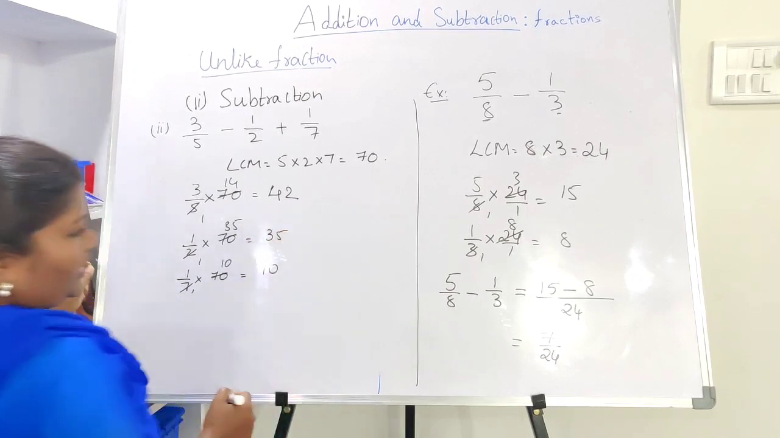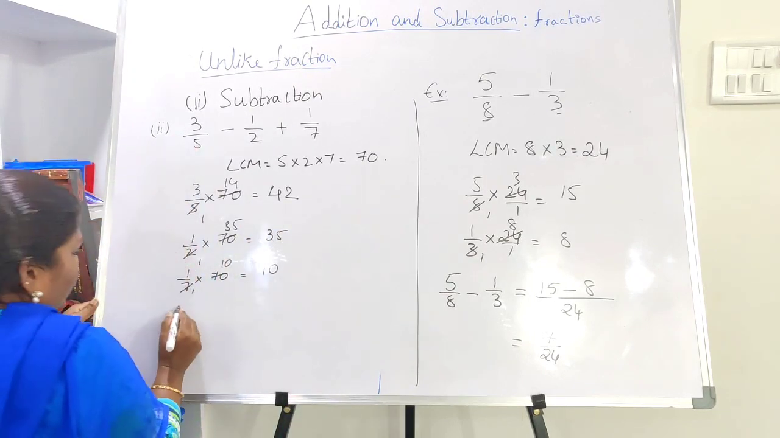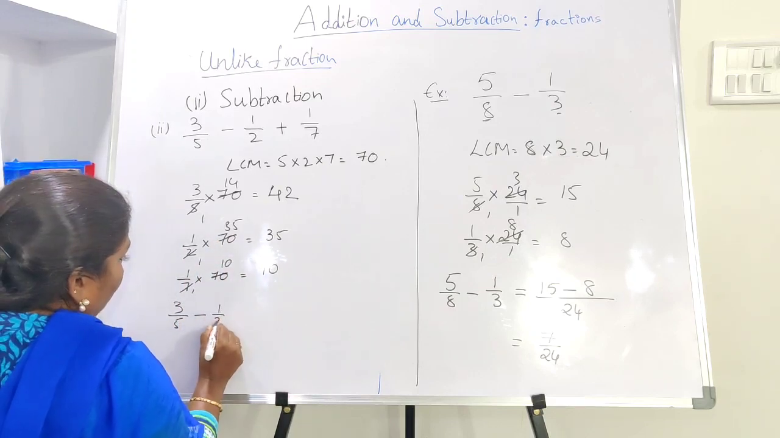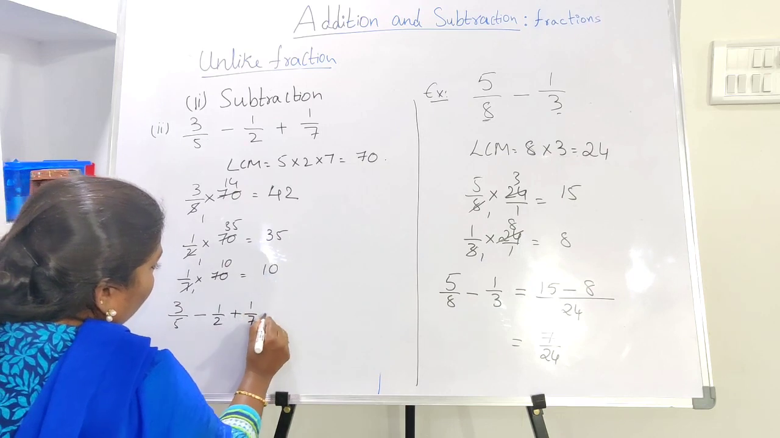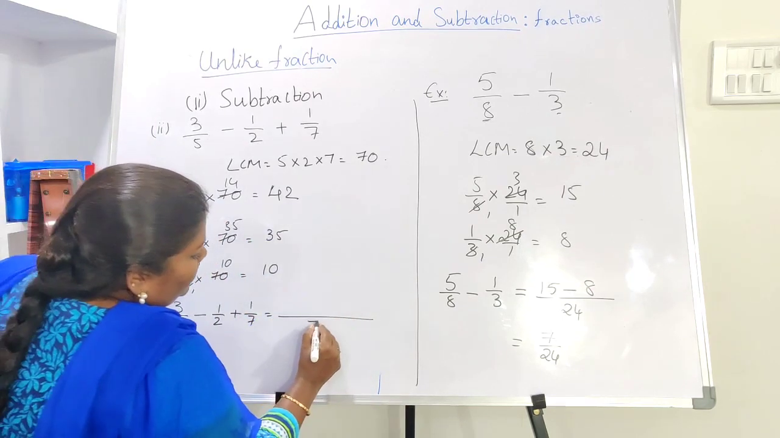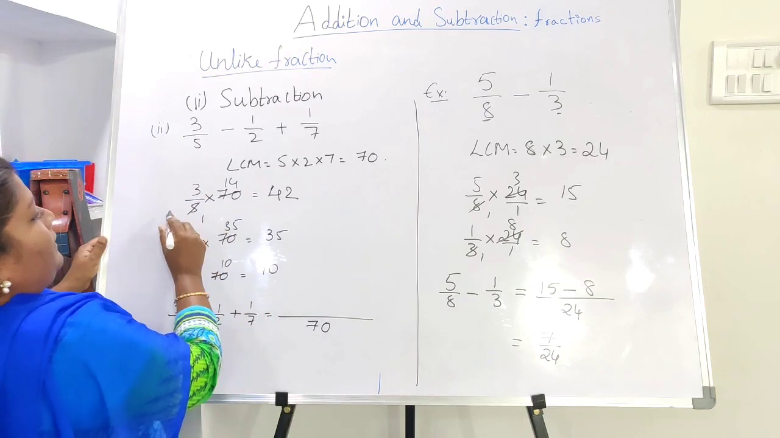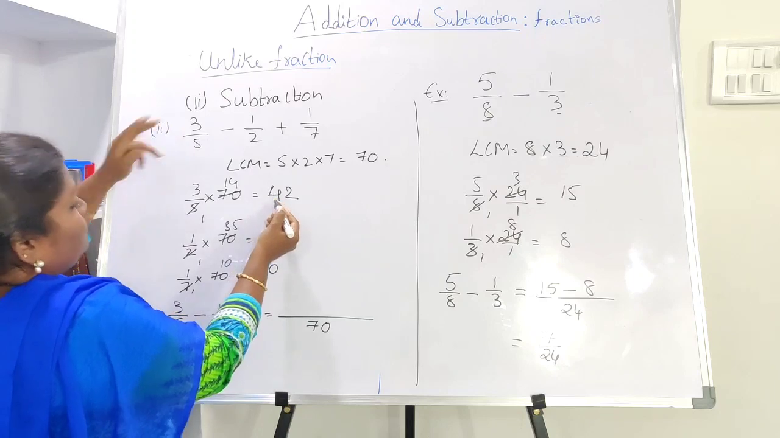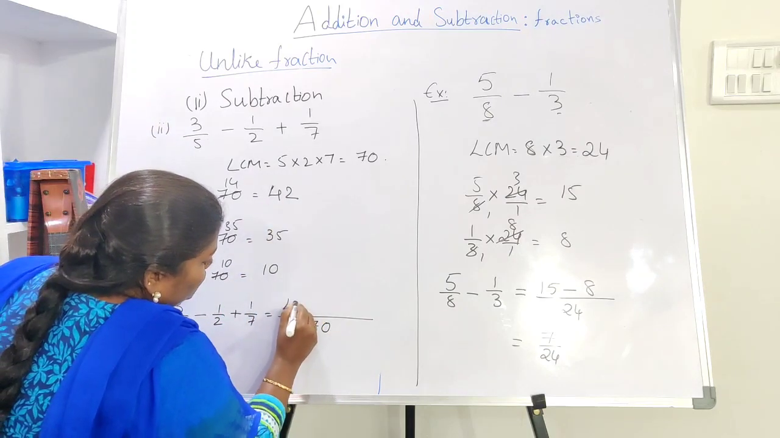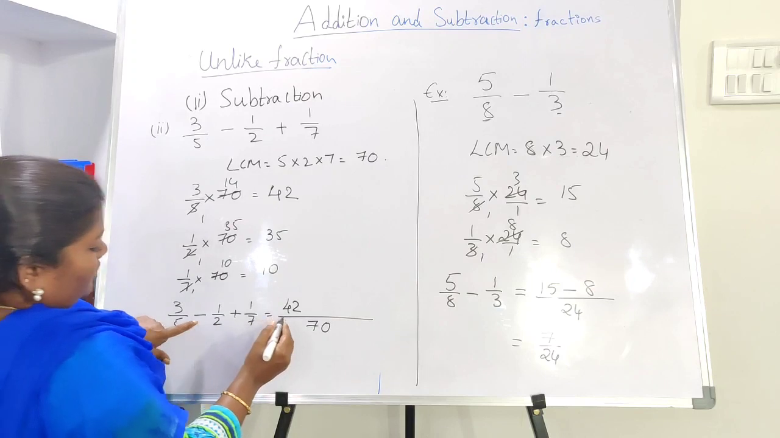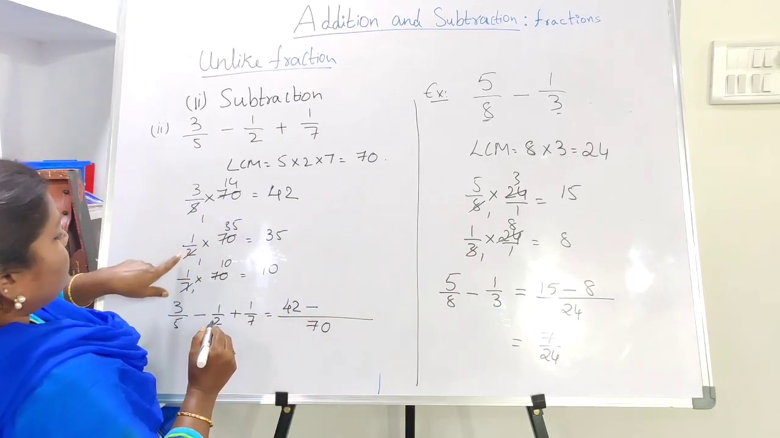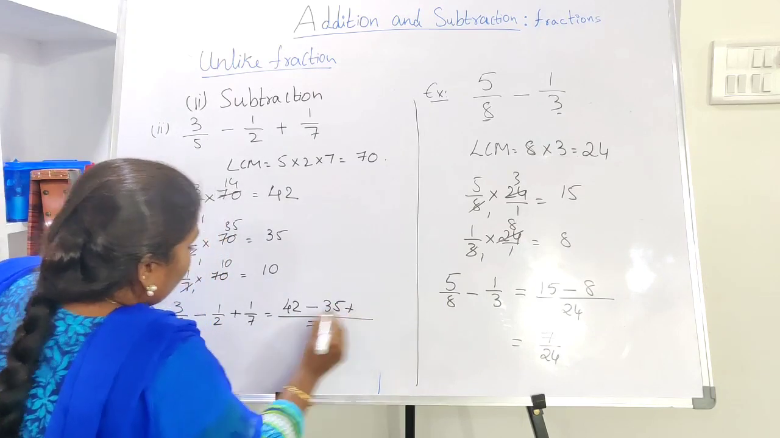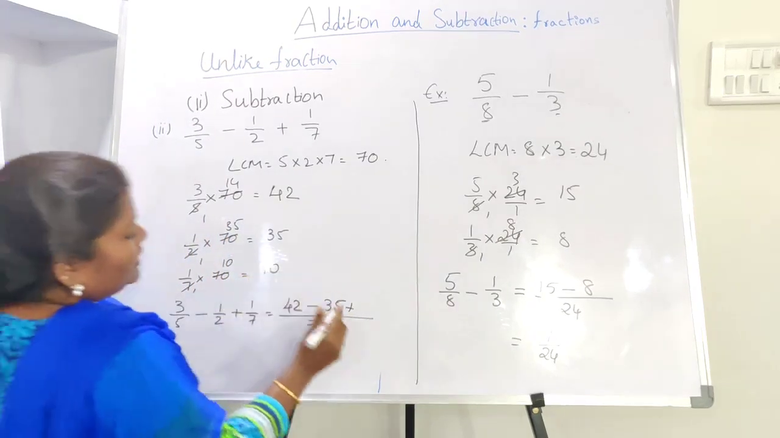Now we got 3 fractions. Now just move on to copy the question once, and then you can continue with the next process. That is 1 by 7. Now the LCM obtained is 70. Now after multiplying, for the first fraction, I got it as 42. What is the operation we have used here? It is minus. For the second fraction, it is 35 plus. Now for the third fraction, I got it as 10.